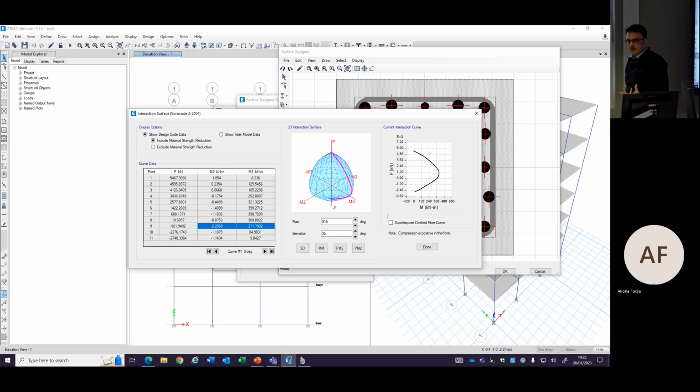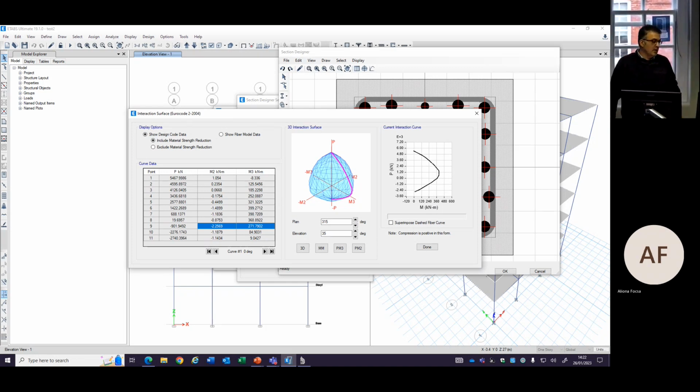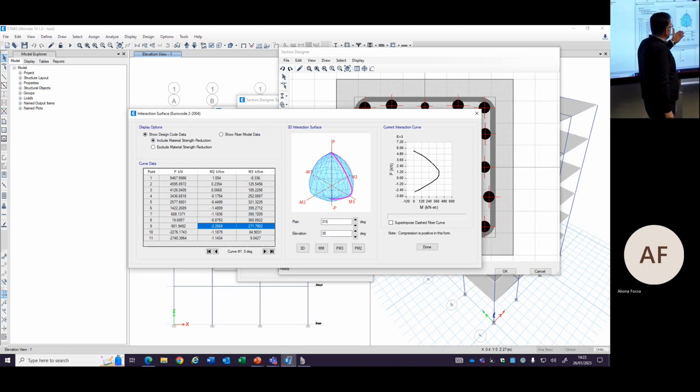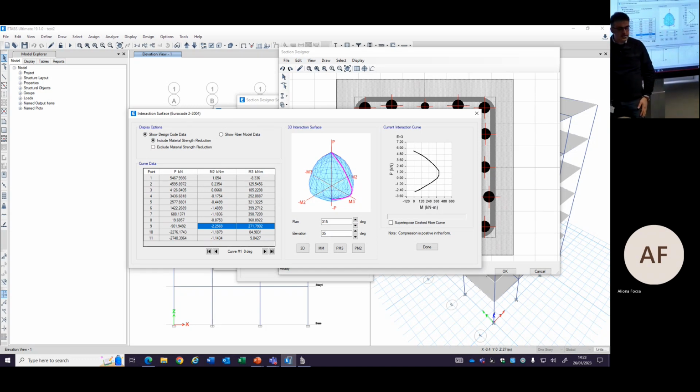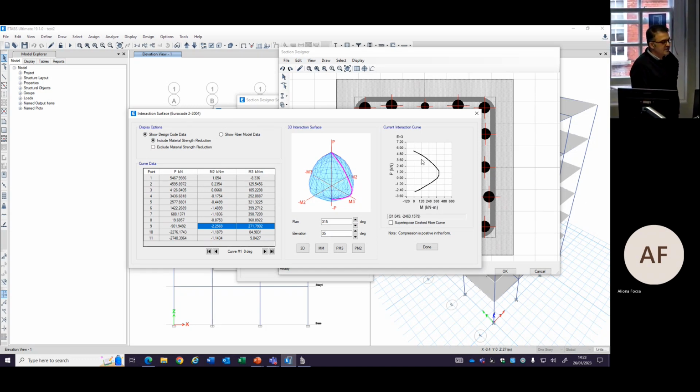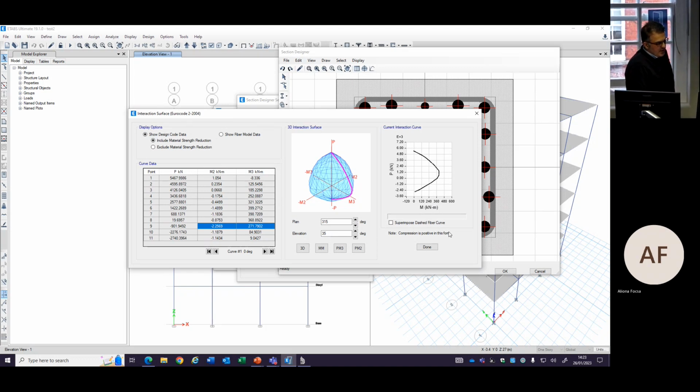That's the procedure you need to follow, but obtaining this onion graph between M2, M3, and P is very difficult to do by hand. It is possible, but it's very time consuming. And this is the art of ETABS, that it simply calculates this for any arbitrary section you need, right? And this is a slice of this onion.